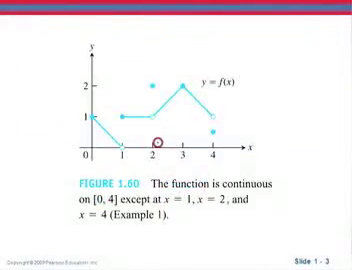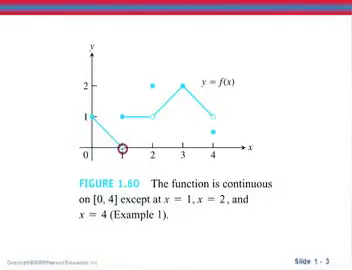Now here's an example. We want to talk about continuity at points. Let's start with x equals 0. The limit as x approaches 0 from the right is 1 and f of 0 is 1. So at 0, this function is continuous at the left endpoint.